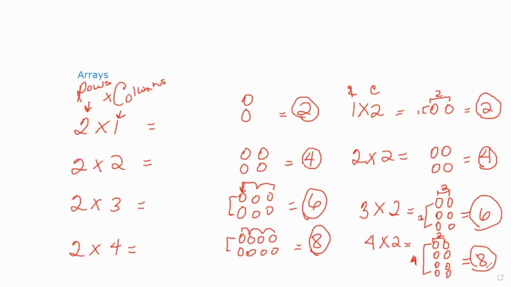Addition is also commutative too, but we didn't go into that. But addition and multiplication would be the two operations that are commutative in math. Okay, so this is how you do the arrays.